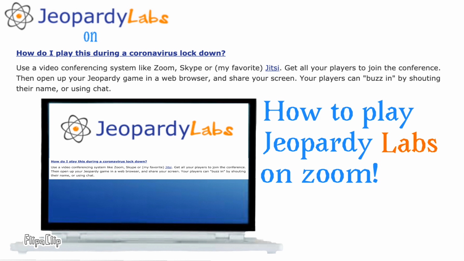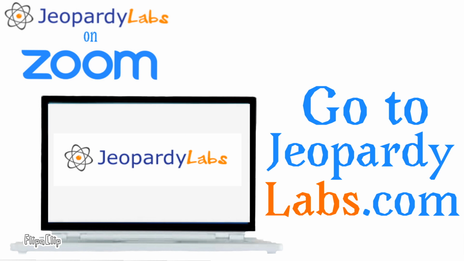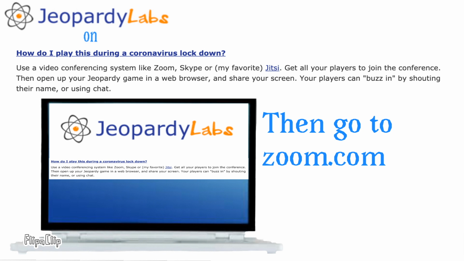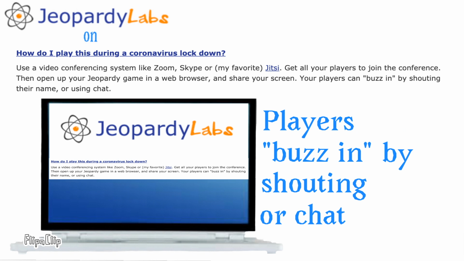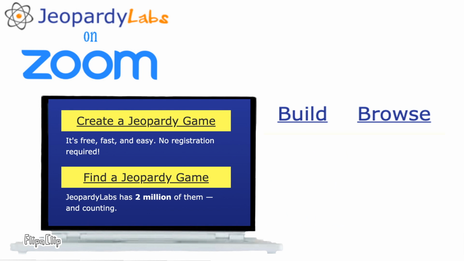This Zoom tutorial teaches you how to play Jeopardy with your students on Zoom. To set up Jeopardy, first go to jeopardylabs.com, then go to zoom.com, and in your meeting, select Share Your Screen. During the Jeopardy game, players can buzz in by shouting or by entering their answer through the chat feature on Zoom. Setting up your Jeopardy game on Jeopardy Labs is pretty easy.